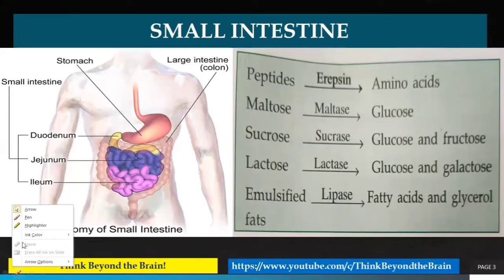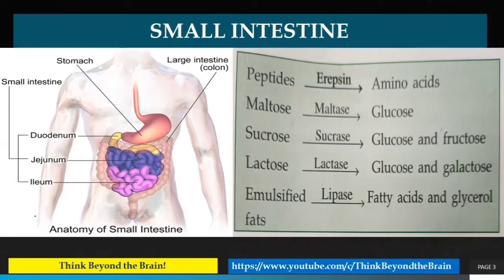So first we will do the small intestine. What is the small intestine? The small intestine is a 7 meter long tube. It is made for the digestion of the food more thoroughly. When the food is digested in the stomach and then goes to this part, from where the intestine is attached to the stomach until it joins the real small intestine, this part is called the duodenum of the intestine.